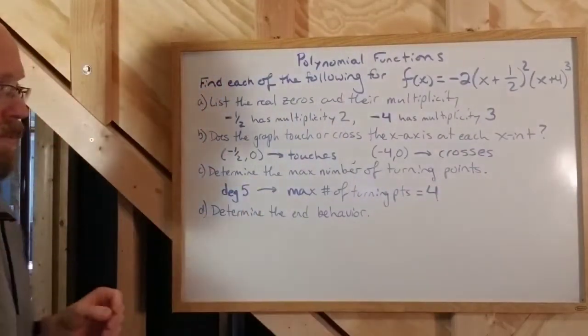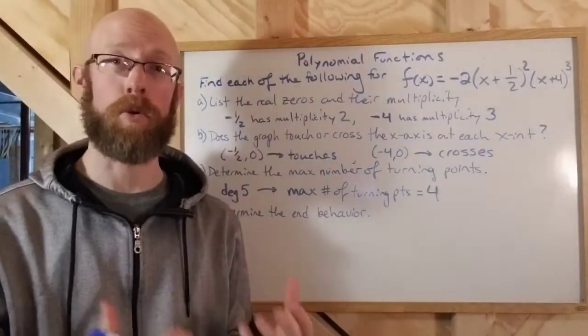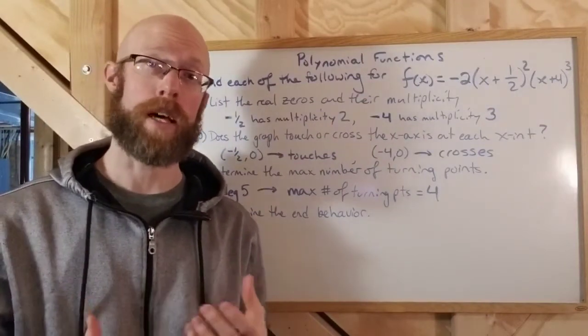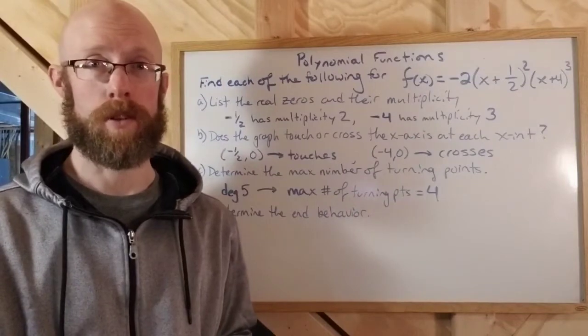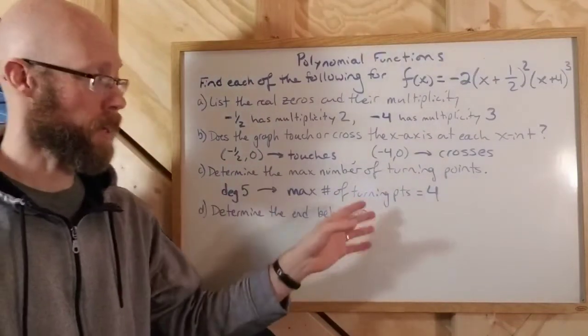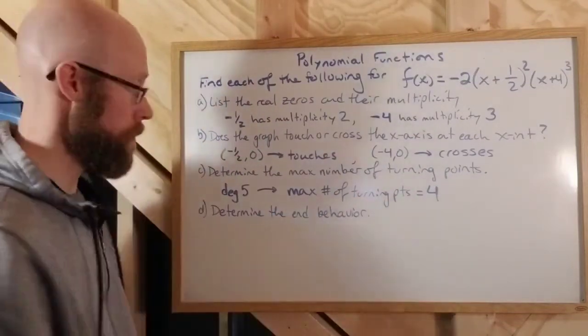Has to be one less. So that means the graph turns at most 4 times. It could be less than that. It could be anywhere from 0, 1, 2, 3, or 4, but it's got to be at most 4.